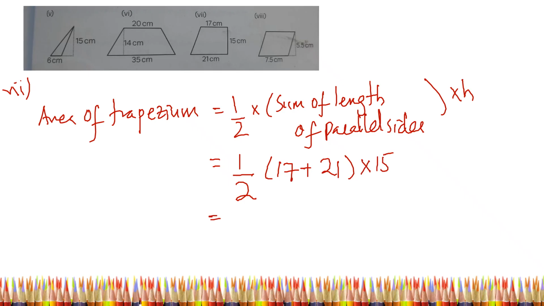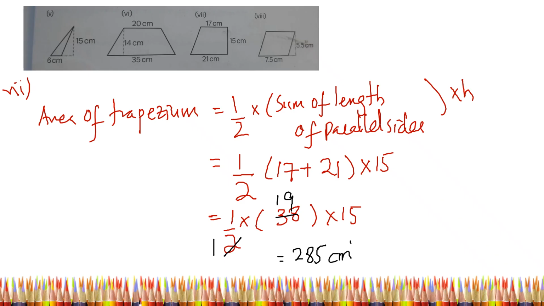Right, now it will be 1 half, 17 plus 21 is 38, and then I multiply by 15. Now see, 38 is divisible by 2. What I can do is 2 1s are 2, 2 1s are 2, 2 9s are 18. Now I will be multiplying 19 and 15, and I will get 285 centimeter square, which is the answer.